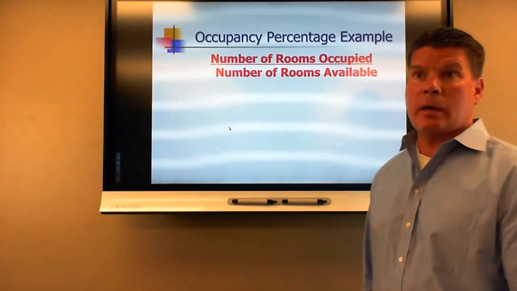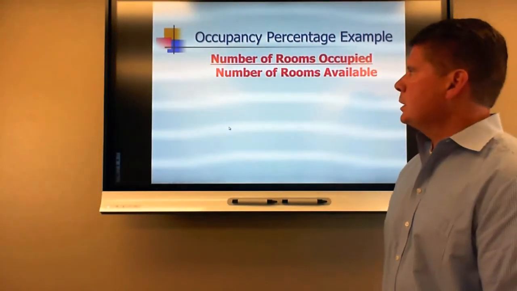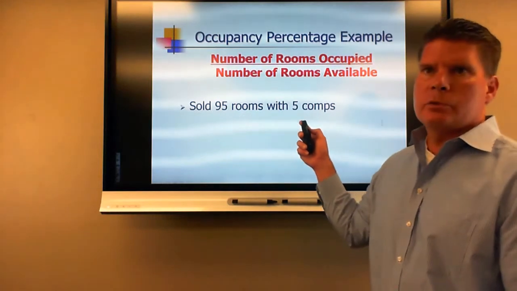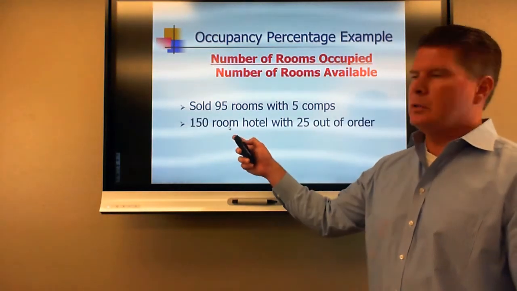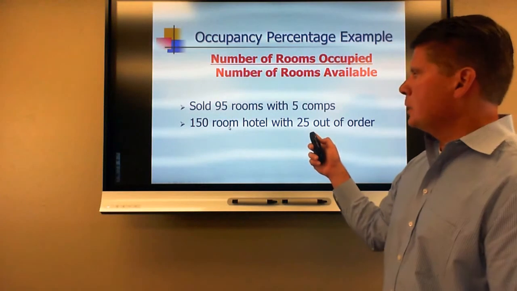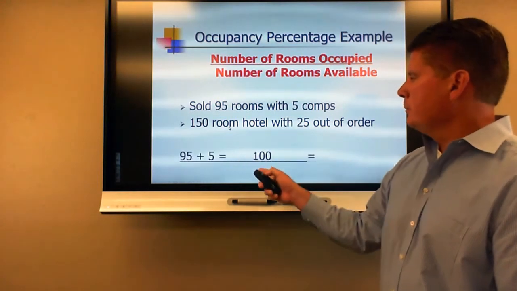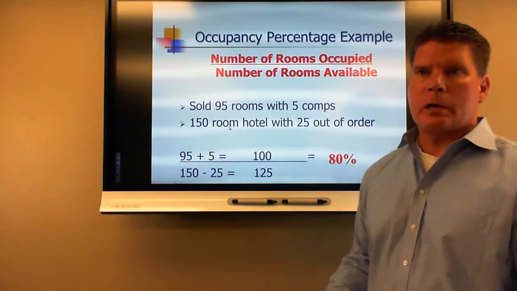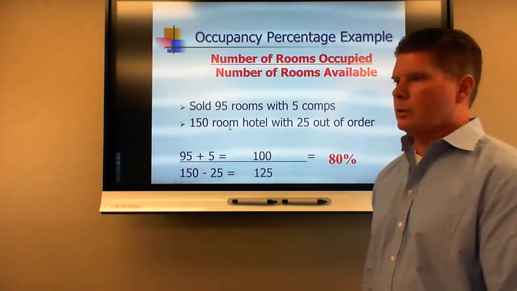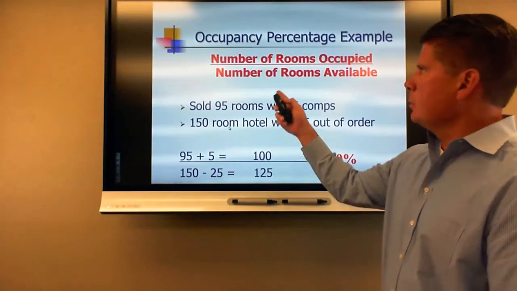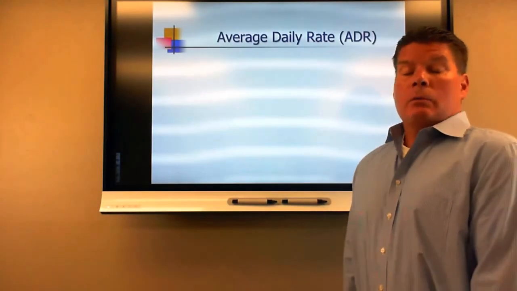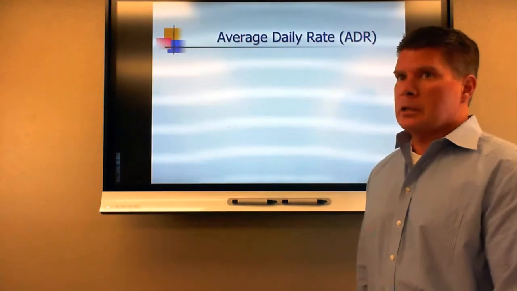An example of how to calculate occupancy percentage is pretty simple. If we have 95 rooms and 5 comp rooms, and then we had a 150-room hotel, but we had 25 rooms out of order, you just take 100, divide it by 125, and you come up with 80%. So occupancy percentage is pretty simple to calculate as long as you have these numbers and it's over total available rooms.